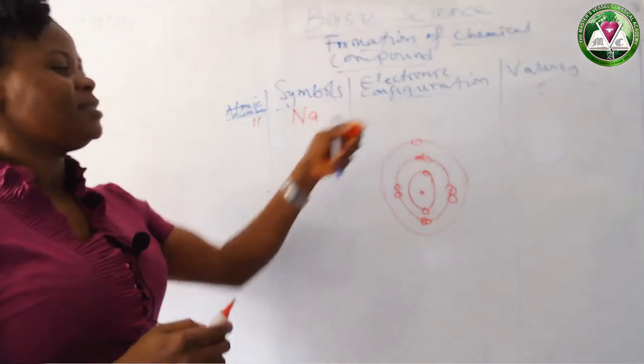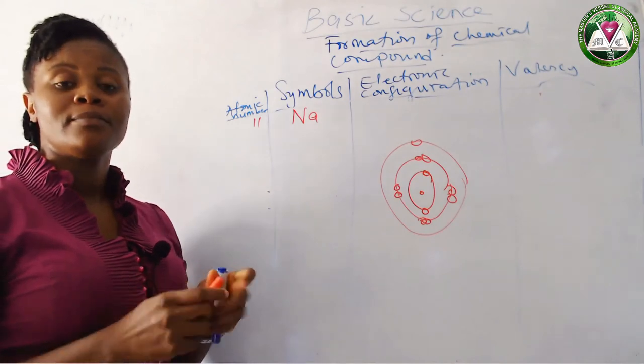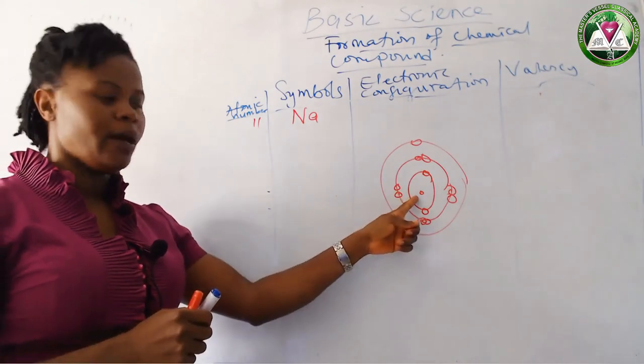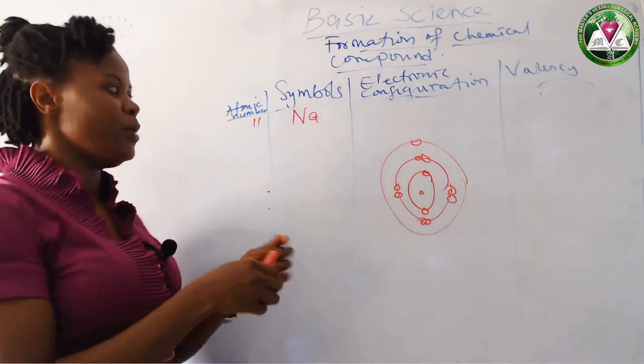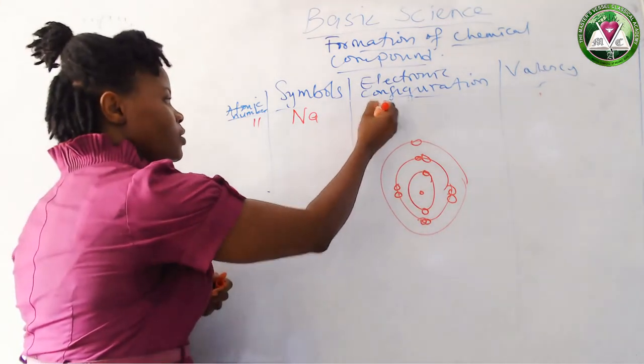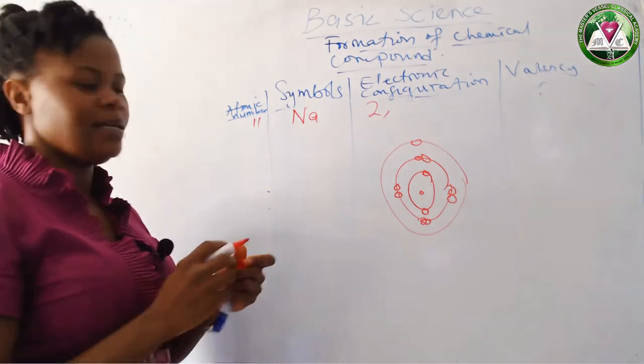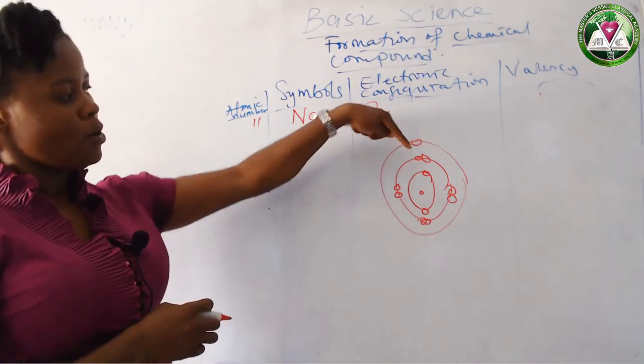Now, how do we write out the electronic configuration? The first shell has how many electrons? 1, 2. You write it out, that's correct. First shell, put a comma. Yes, the next shell has how many?